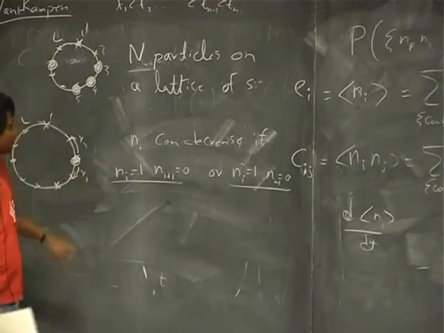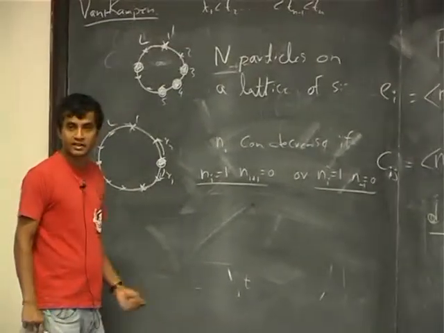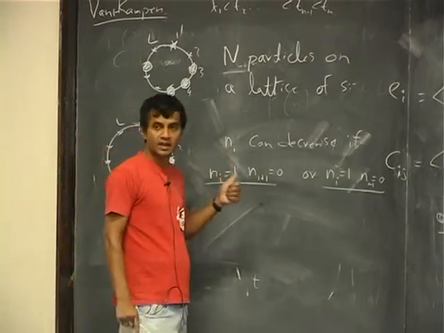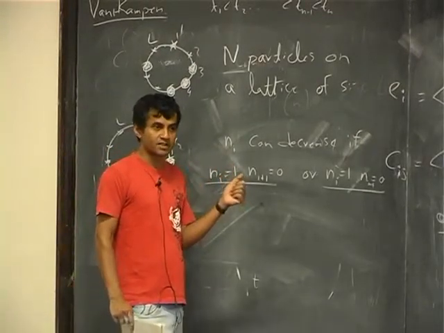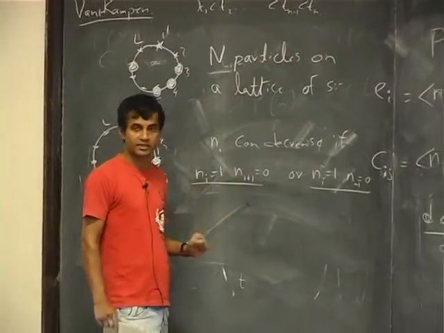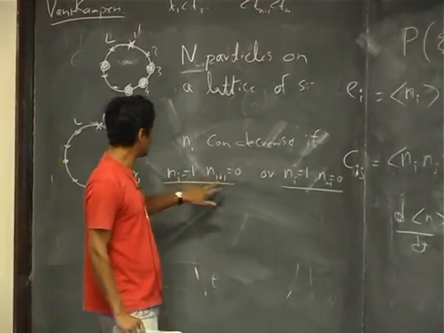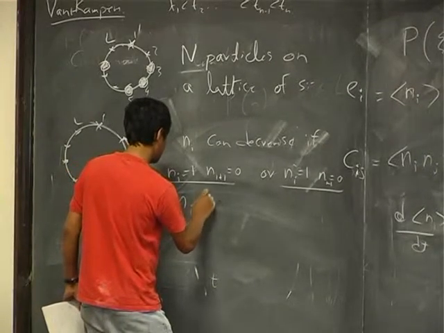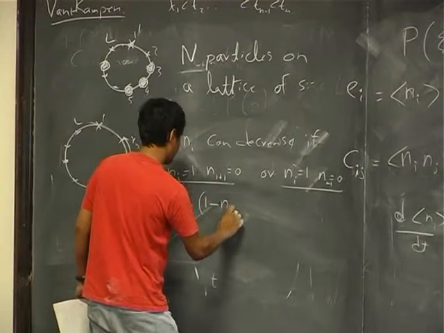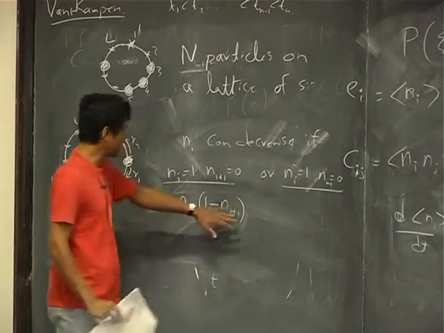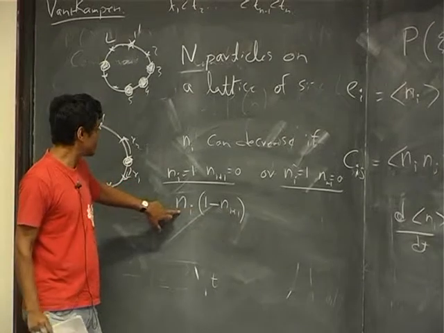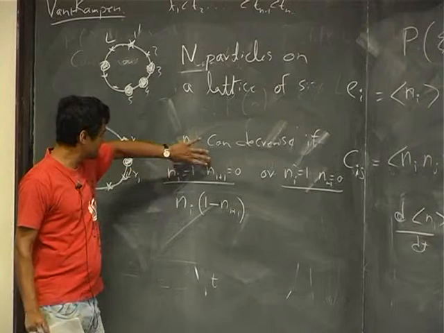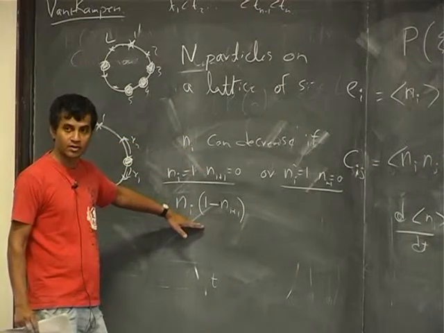These are the only two processes by which Ni can decrease at any time. That I guess is clear. If it is 1 at some site and either the right side or the left side is 0, then it could have moved and changed. Now I want to find the probability of this. If I write Ni times this, then this object is non-zero only if this is 1 and this is 0. Only if this is satisfied, this is non-zero.